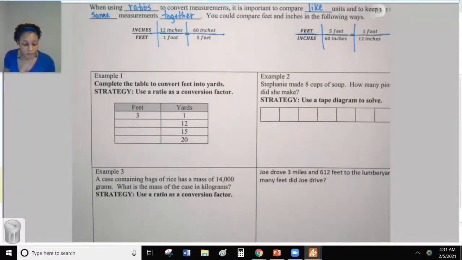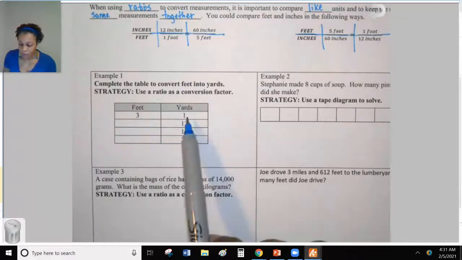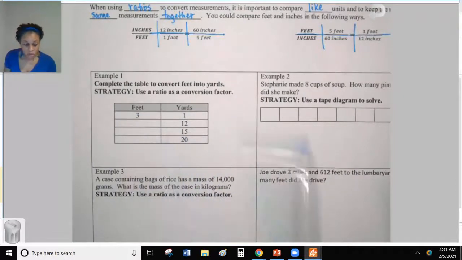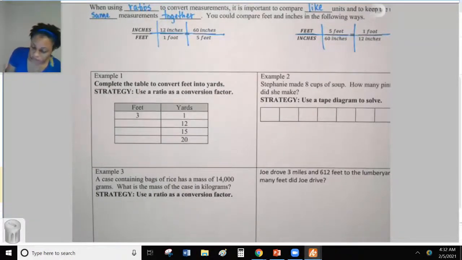We could skip count. There are all these relationships because it is a ratio table. So I could go from 1 to 12 by multiplying by 12. So then 3 times 12 will give me 36. Or I could show you how to do the conversion with a conversion factor. So we're going to use a conversion factor.